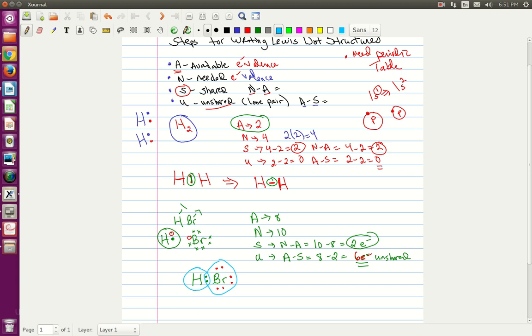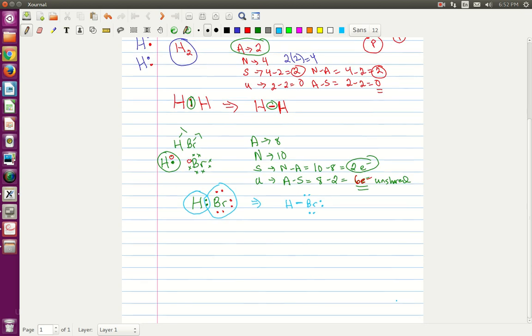Now, we turn it over, we change it and just put a line for every 2 electrons. And so if we do that, it's hydrogen with a single bond to bromine. And then we have 6 lone paired or not shared electrons. And that's the Lewis dot structure for hydrogen bromide.